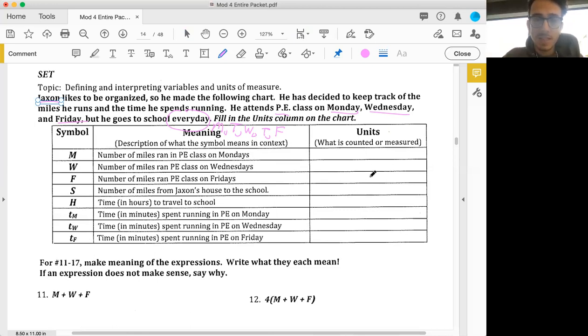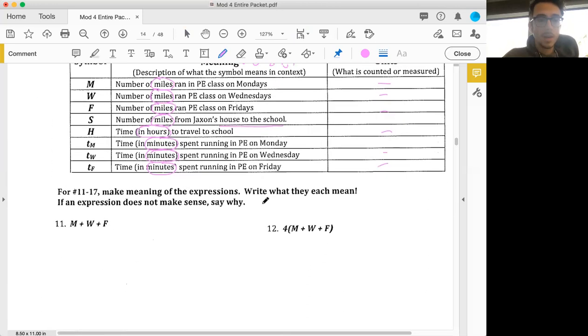You're being asked to fill in the type of units, so what's being counted or measured. This is pretty simple, I think, because almost all of it is referencing a number of something. So M is representing miles, W is representing miles, S is representing miles, but now from Jackson's house to the school. H is representing hours. This is representing minutes, minutes, minutes. So take all of these, put them here, and then let's get into it.